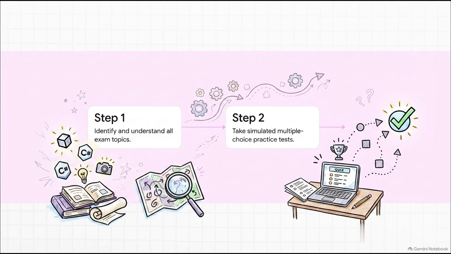So the real question is how we actually overcome that anxiety, right? The most effective strategy really just breaks down into two super straightforward steps. Step one, you've got to identify and deeply understand every single exam topic. Leave absolutely no room for surprises. And step two, you need to take simulated multiple choice practice tests. Actually experiencing that real exam environment beforehand is exactly what builds that bulletproof confidence, and it really sharpens your ability to spot the right answer hiding among all those tricky decoys.